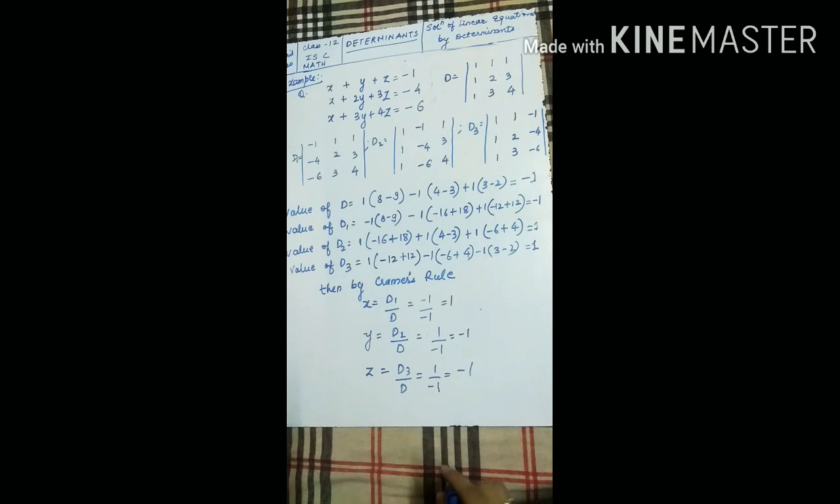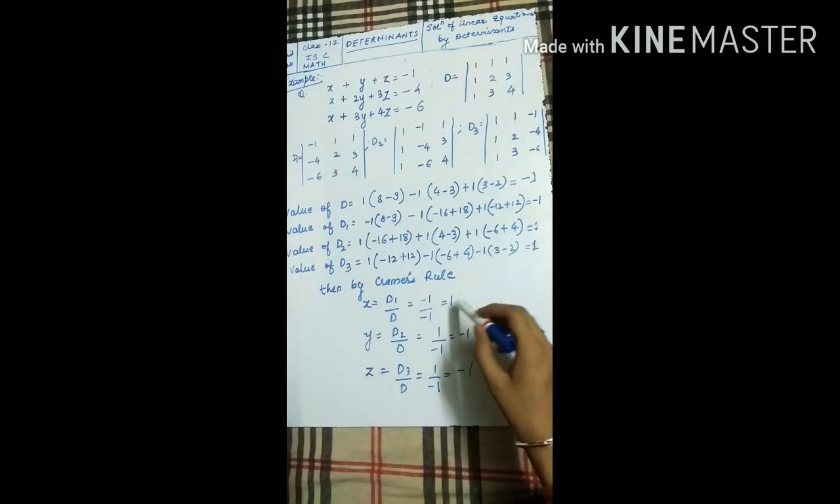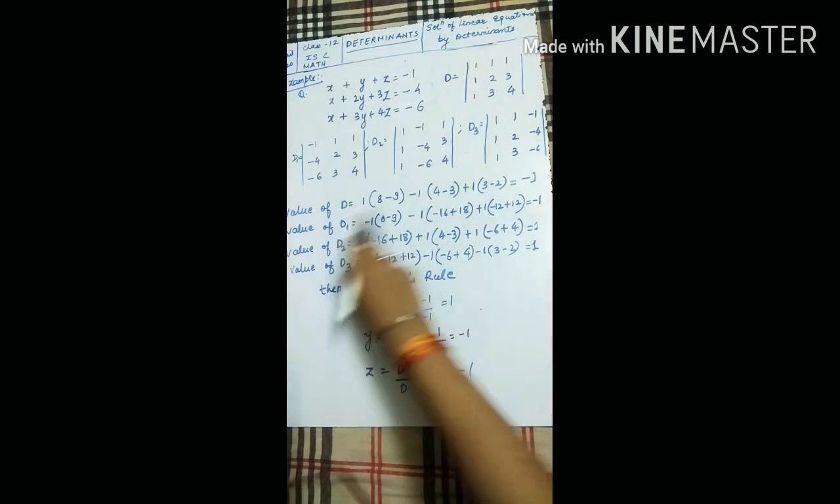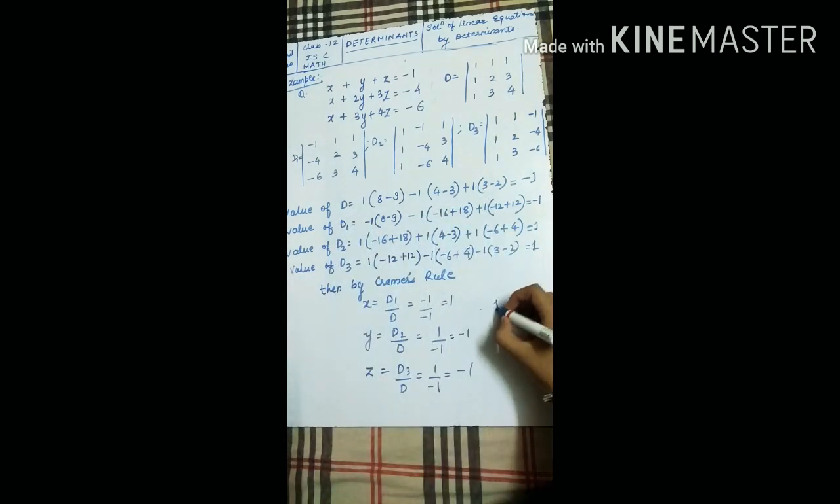Now how to check whether you are correct? Put these values in your equations, and if you get LHS equal to RHS, then you are correct. From here, see what you have to write after finding the value of d: since d is not equal to 0, hence the system of linear equations has a unique solution and it is consistent. This you have to write at last.